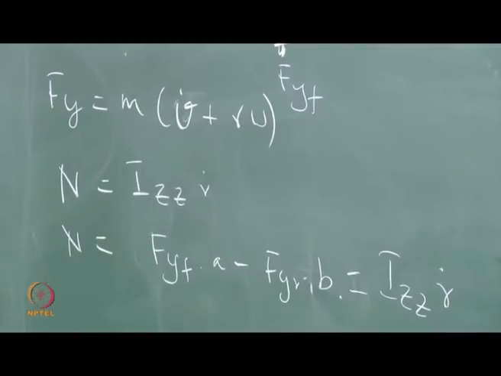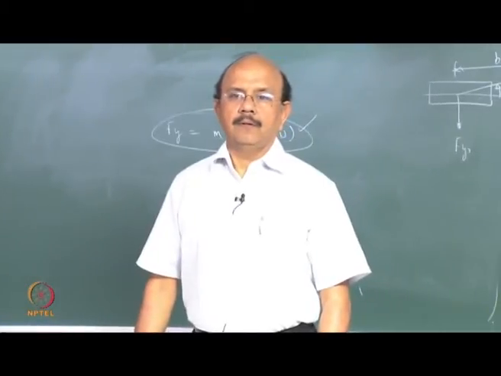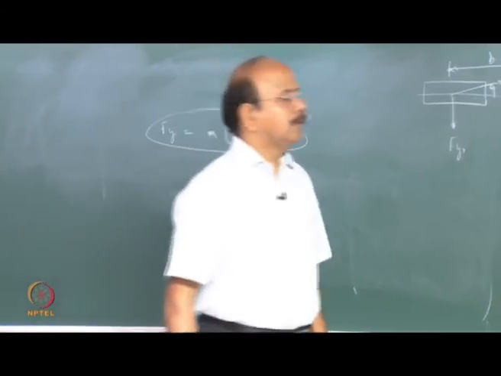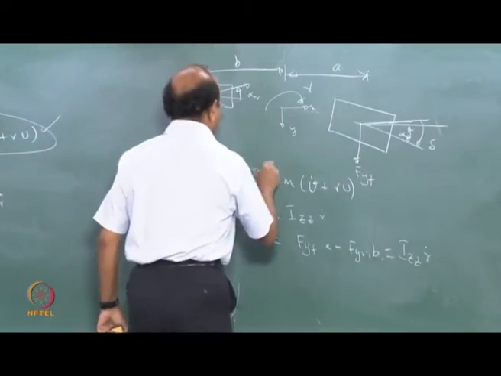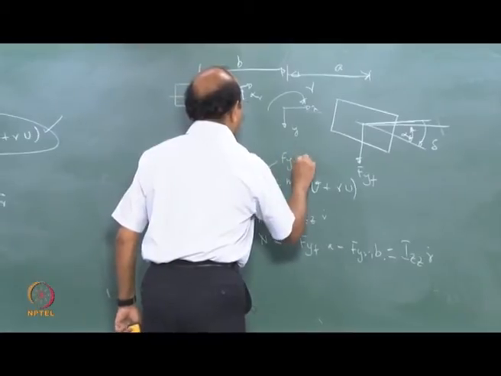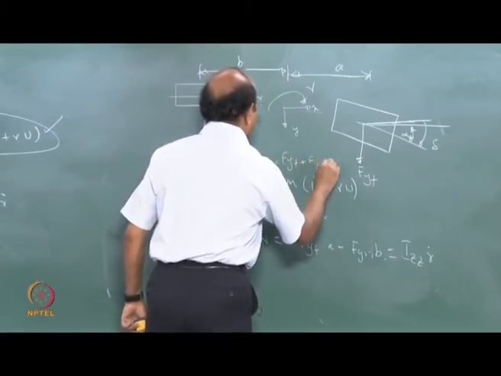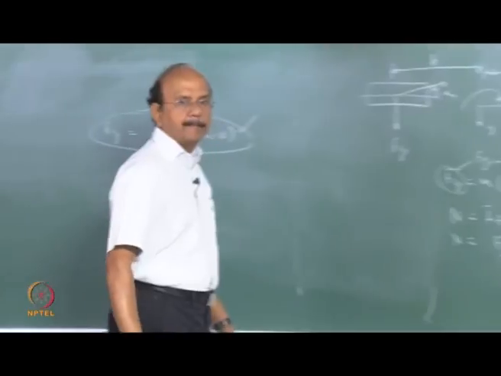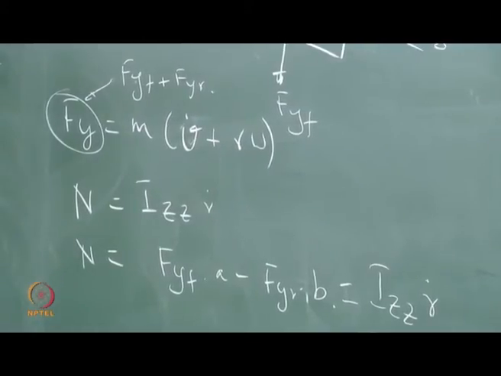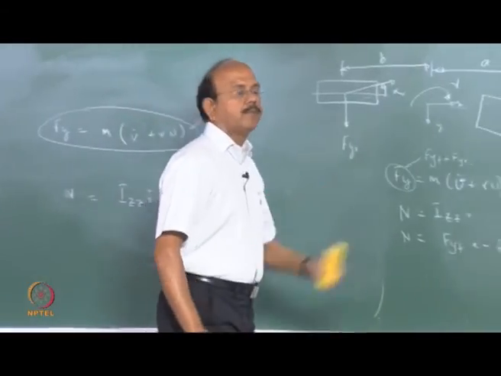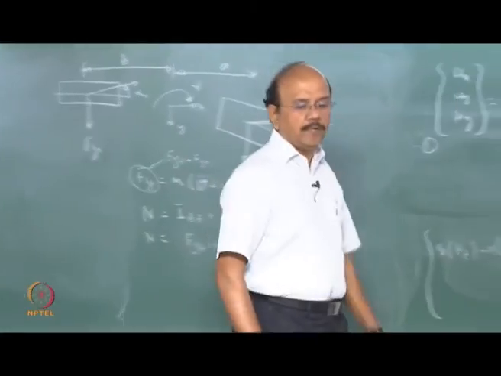Clear? Right. Fy, we'll come to this in a minute. Fy is FyF plus FyR. Right? Okay. We'll continue this in the next class.